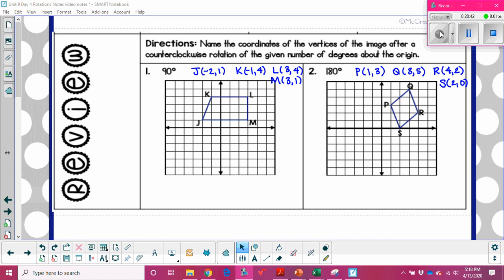Okay, so you have your original here at JKLM, and all you have to do to rotate it 90 degrees is move it to the next quadrant. So we'll just do this in order. Looking at point J, it is in quadrant 2, so it's just going to move to quadrant 3.